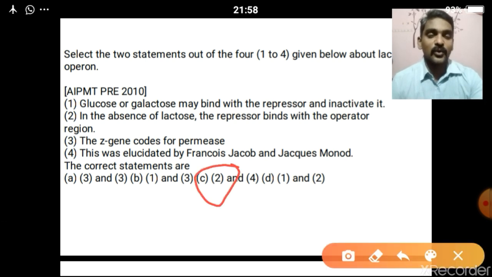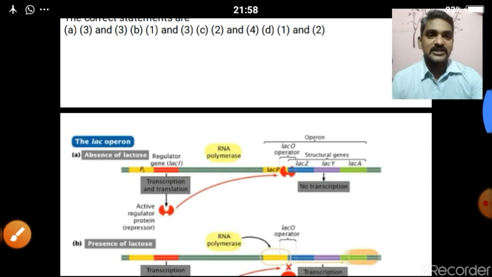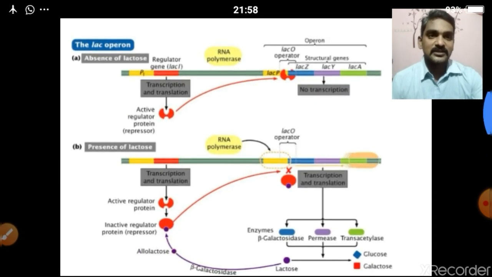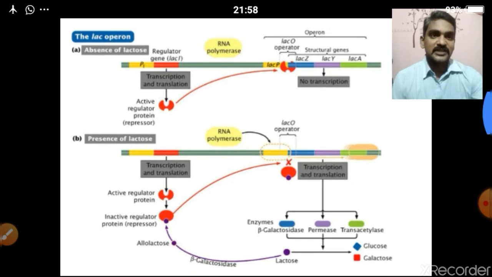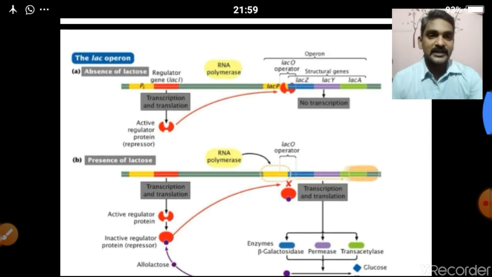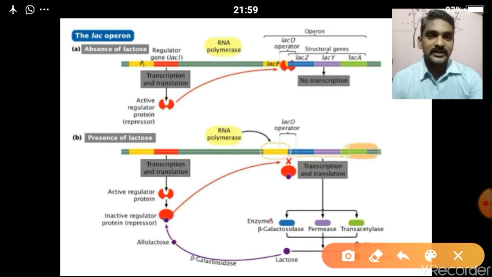These 2 and 4. You can see the structure more clearly. By seeing the structure, you can easily understand which will be the right answer. So the lac Z codes for what? You can see lac Z codes for beta galactosidase. But they have given permease, so that is the wrong answer.